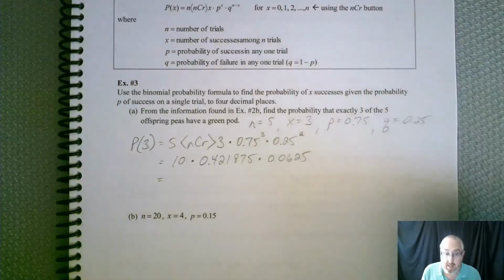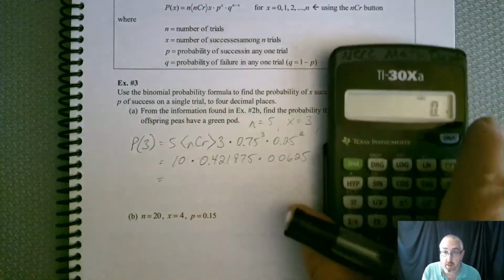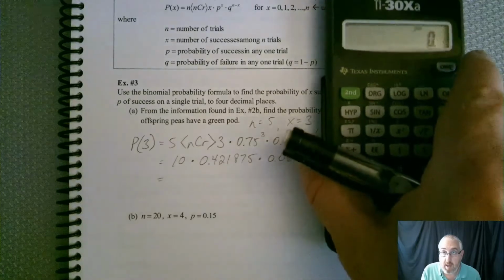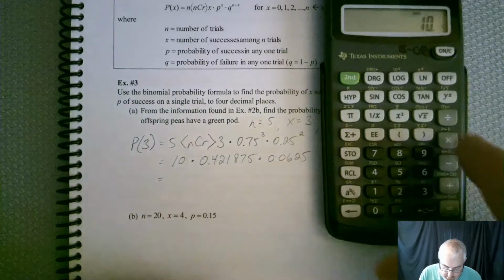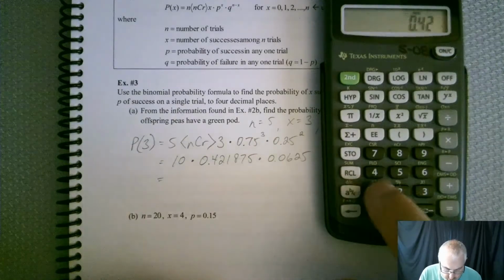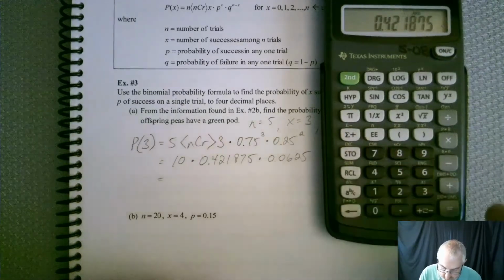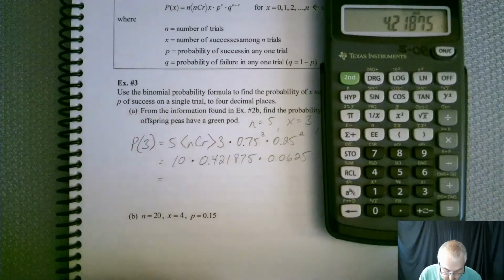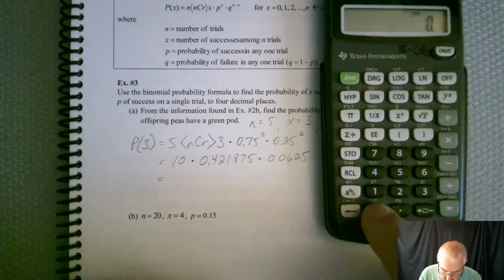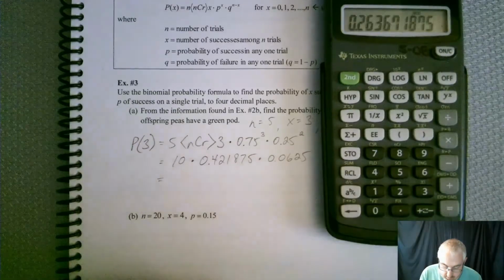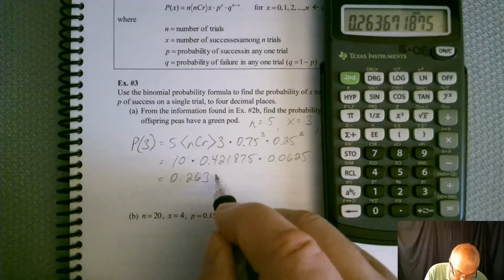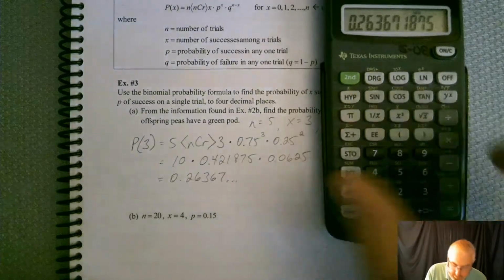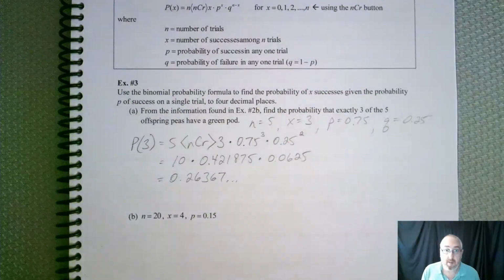Okay, so now the last step is just to multiply all three of those numbers together and we're done. So let's do that. I'll slide it up a little bit more. So we got 10 times 0.421875 times 0.0625 equals 0.26367 dot dot dot. All right, so there's our answer. Now we need to round it properly.